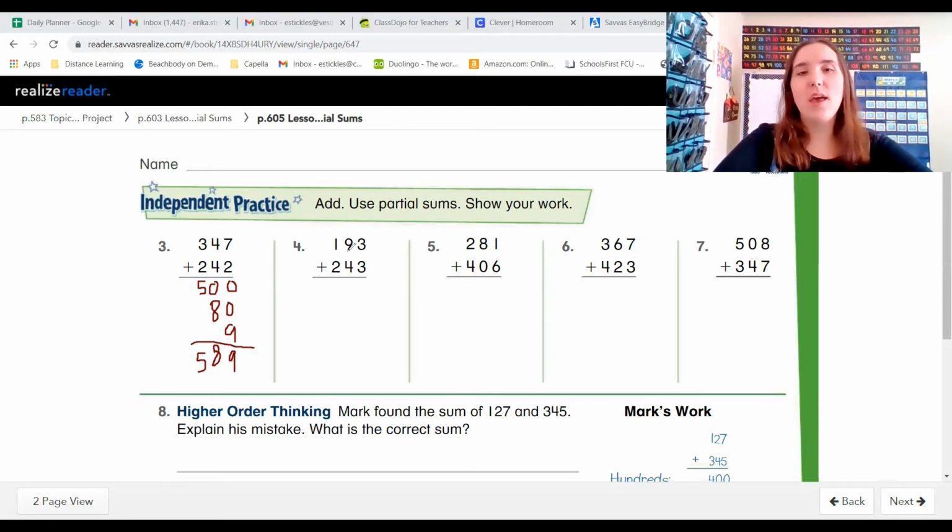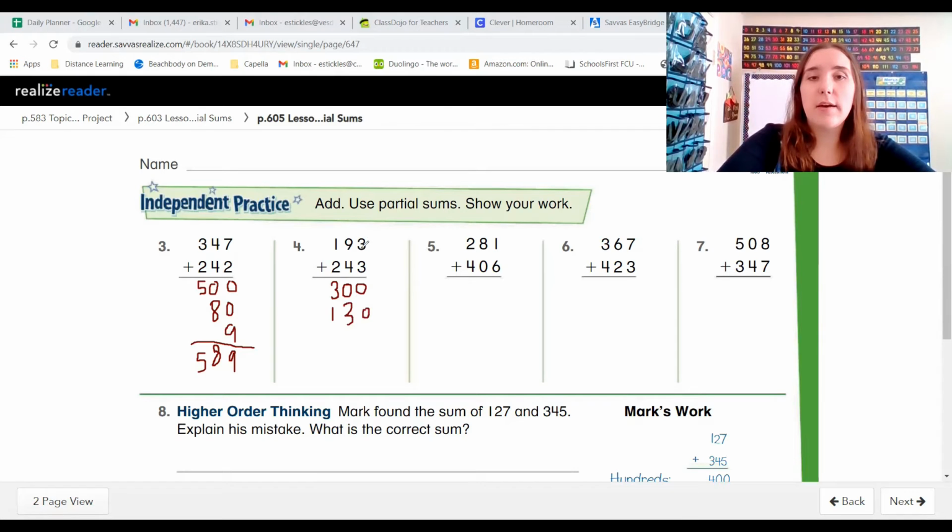Okay. We have 193 plus 243. I have 100 plus 200 equals 300. That's my partial sum for my hundreds. Then I have 9 tens plus 4 tens. 9 plus 4 is 13, so that would be 130.